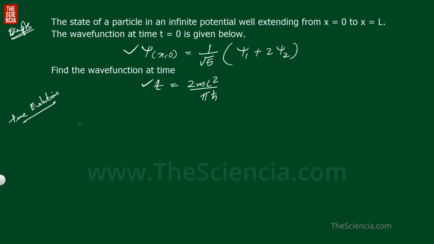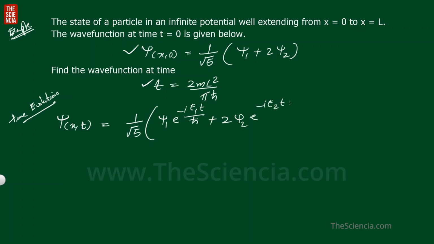This is the question. The equation for time evolution is: psi of x, t is equal to 1 by root 5 into psi 1 e raised to minus i E1 t by h cross plus 2 psi 2 e raised to minus i E2 t by h cross. That is, E1 is the energy associated with the wave function psi 1 and E2 is the energy associated with the wave function psi 2, right?